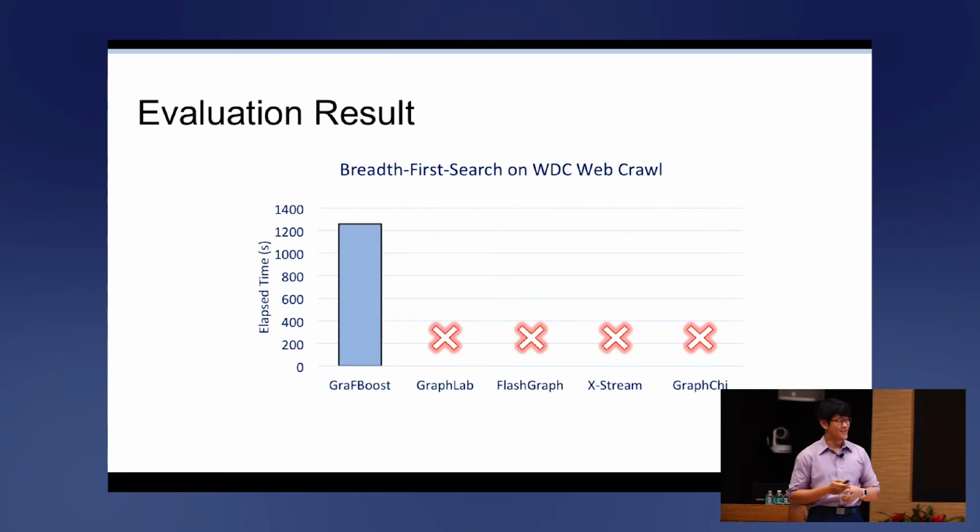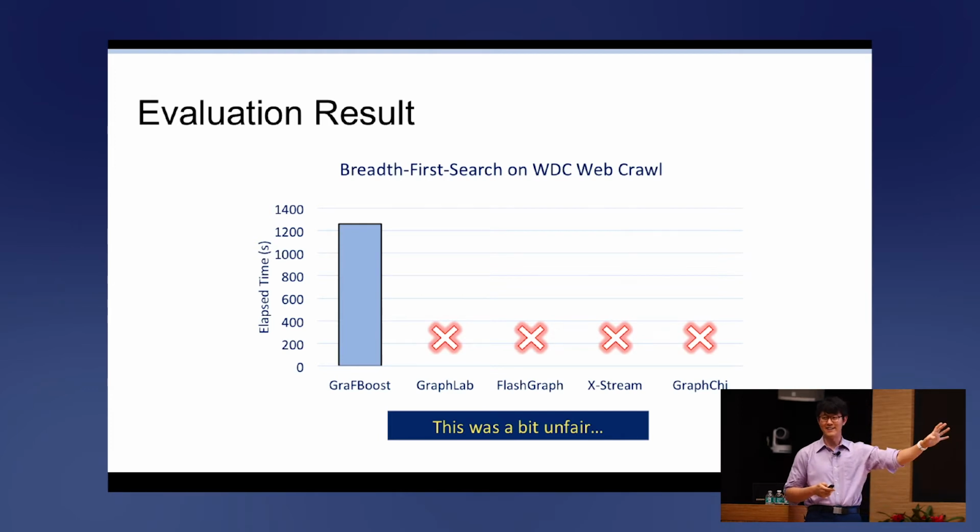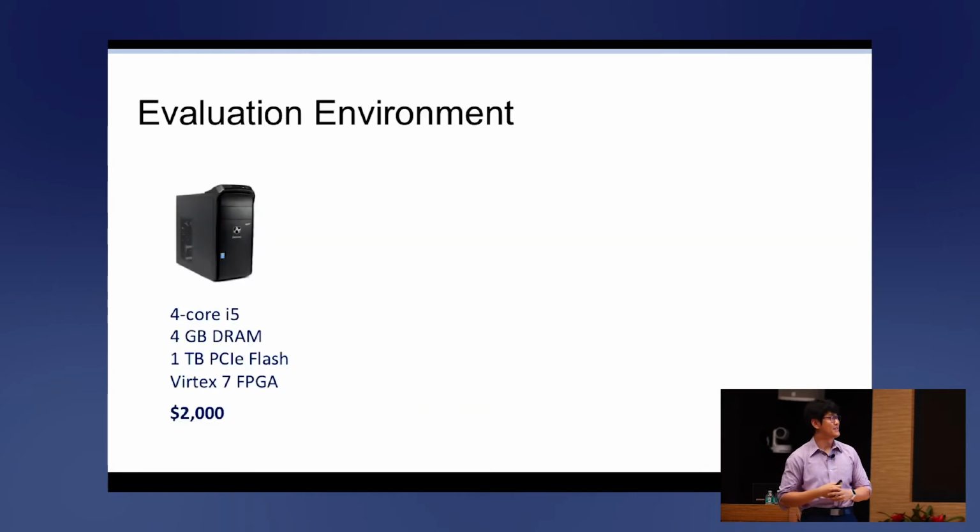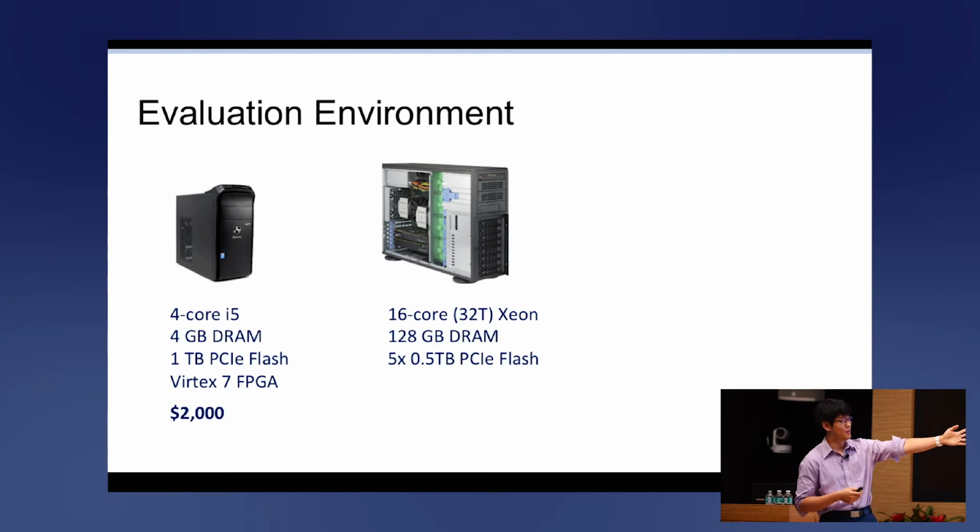Of course, this is not a fair comparison, because we used an FPGA and they had no FPGA, or didn't know how to use it. So we constructed a different evaluation. We still have the same machine, which we're guessing adds up to about $2,000 in cost. We compare it against a much costlier machine, which has more memory and more DRAM: a 16-core, 32-thread Xeon, 128 gigabytes of DRAM, and 5 half-terabyte PCIe flash storage devices. These were last gen, so I think in total they gave us about 6 gigabytes per second of throughput across the 5 cards, as opposed to BlueDBM, which gave us something like 2 gigabytes per second.